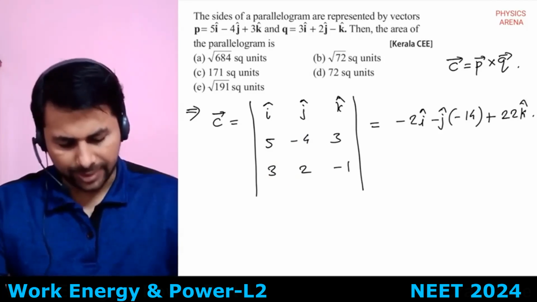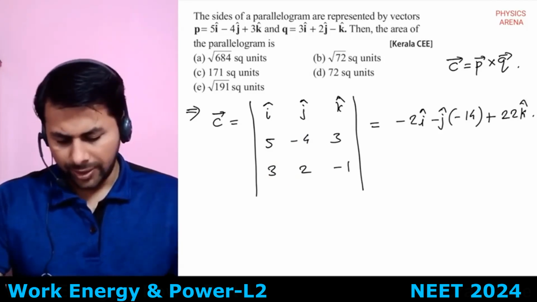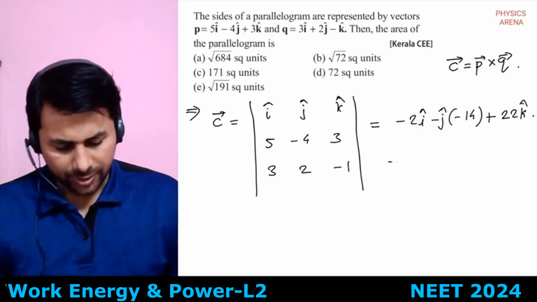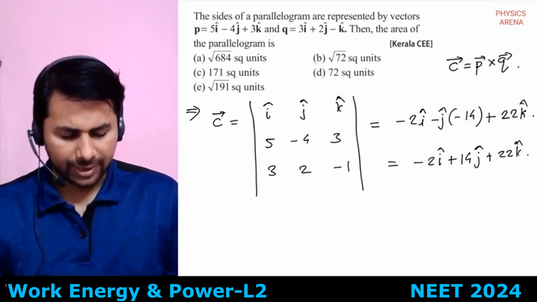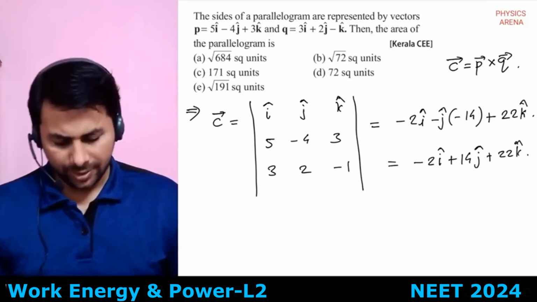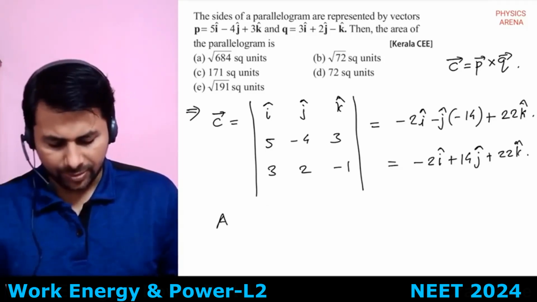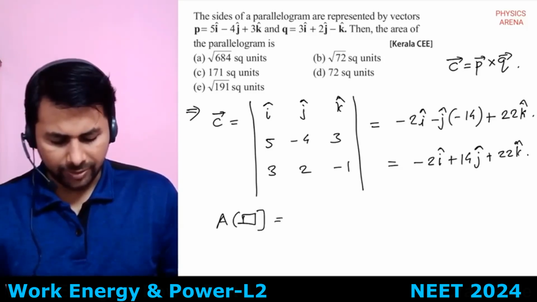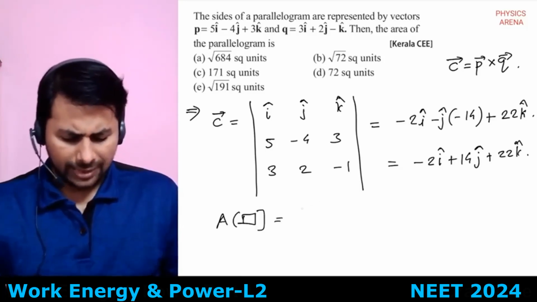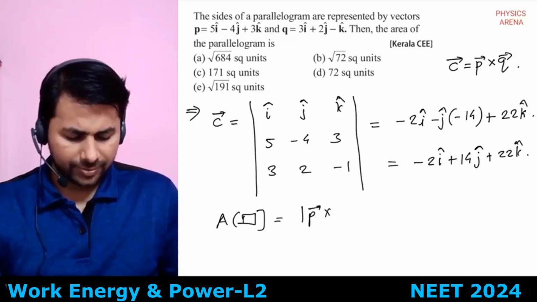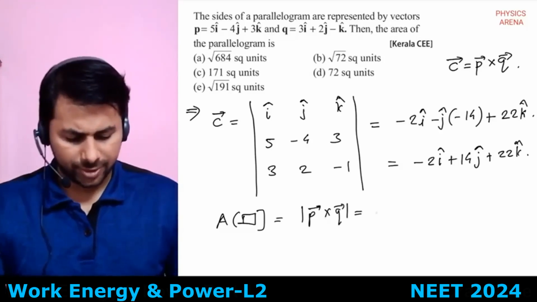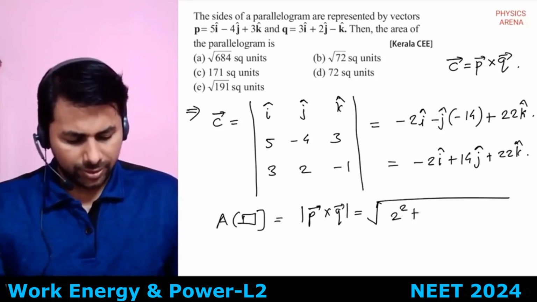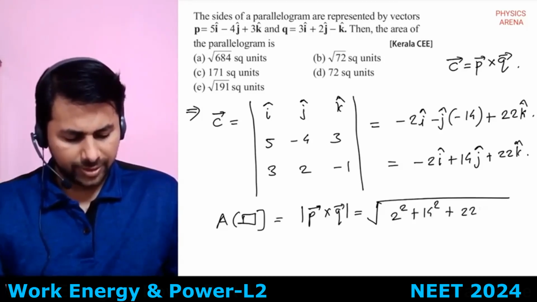22 K cap. Okay, so it is minus 2 I cap plus 14 J cap plus 22 K cap. And you want the area of the parallelogram, which will be equal to what? Magnitude of P bar cross Q bar. That's equal to square root of 2 square plus 14 square plus 22 square.